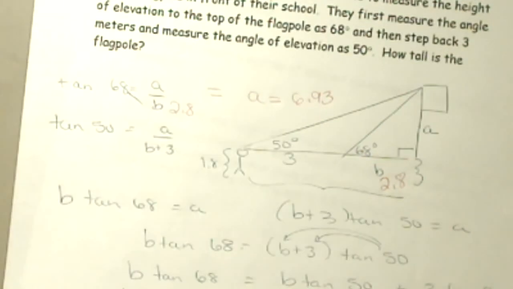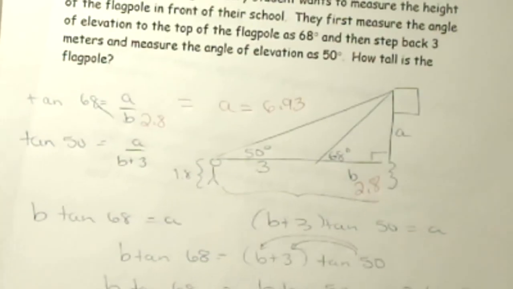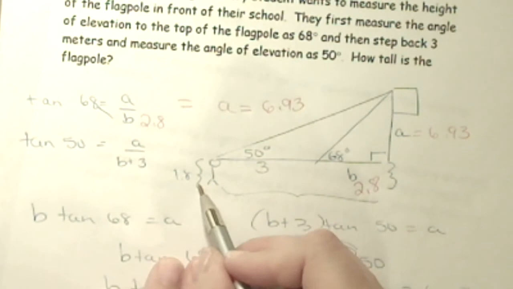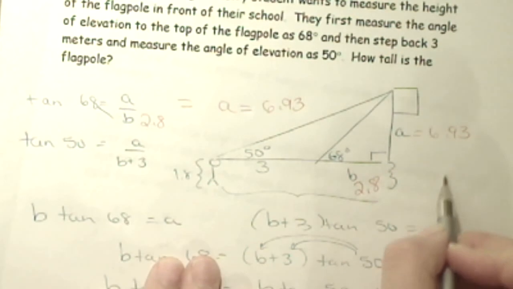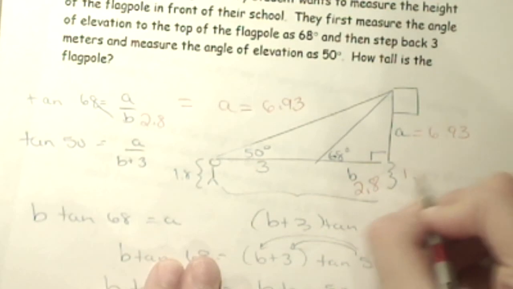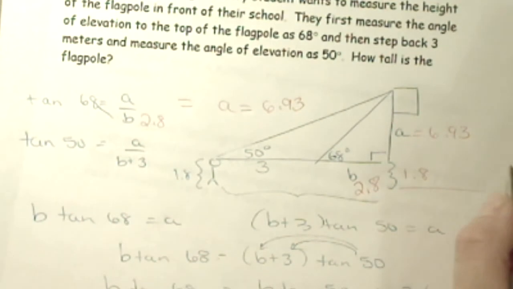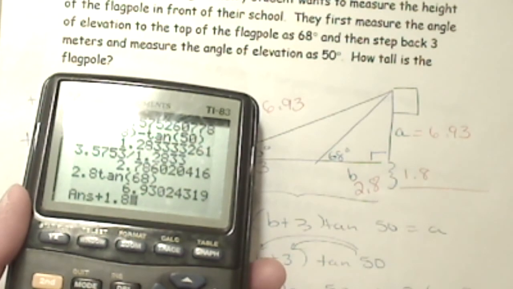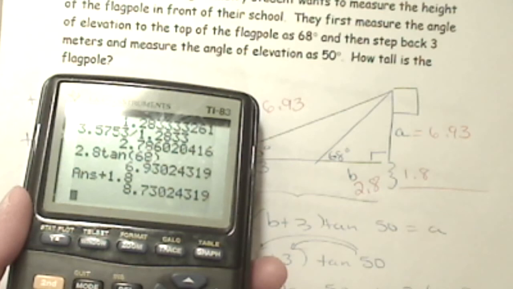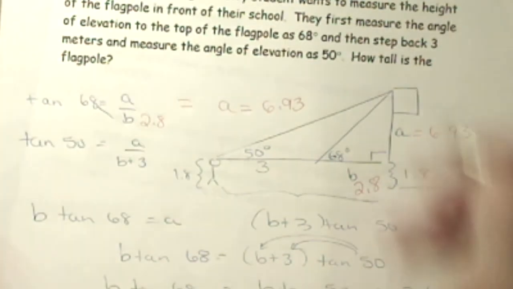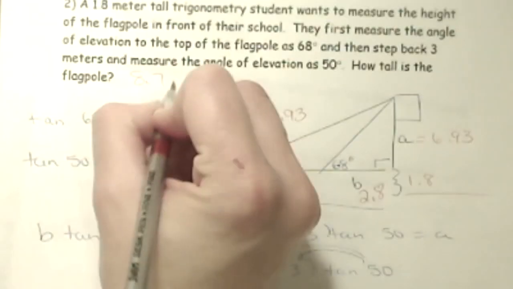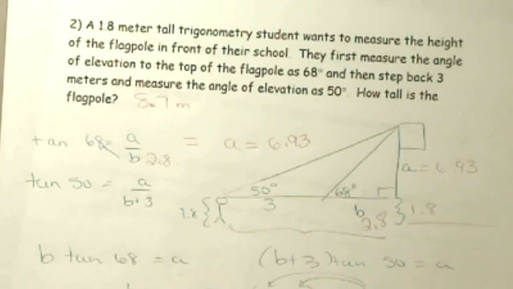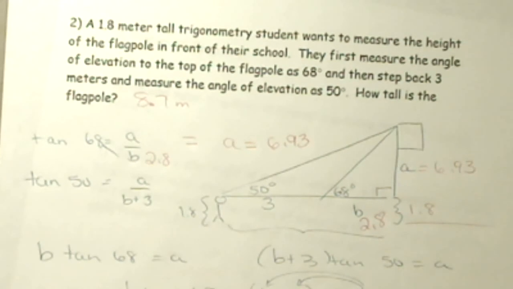That is the height of the flag above the observer's point of view. Since the observer is 1.8 meters tall, I will add that on to the 6.93. And I will get a total height of 8.7 meters. How tall is the flagpole? 8.7 meters. And that is the second example on solving a system of tangent functions.